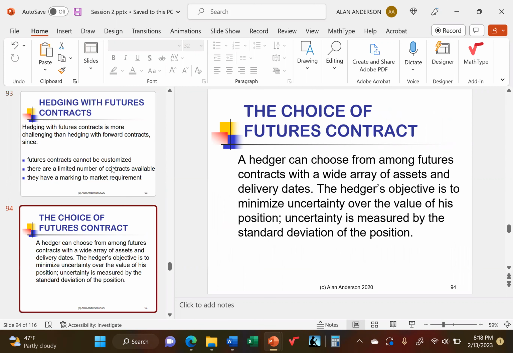So what do we do? Well, we know that this introduces some risk into our hedging strategies. The best we can do, since we cannot completely eliminate risk unless our position happens to perfectly line up with the available futures contracts, is minimize the amount of risk that we're exposed to.